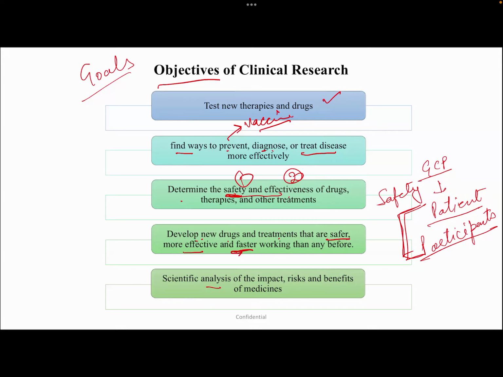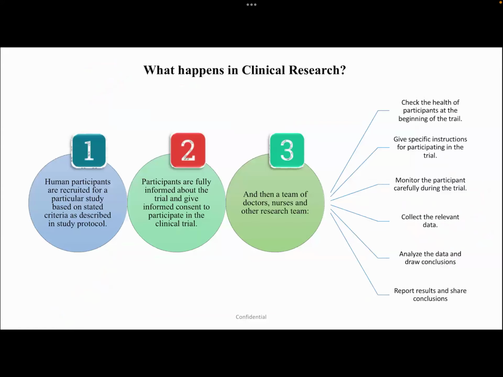Scientific analysis of impact, risk, and benefit. Basically, you see that the benefit is more than the risk. Once the product is in the market, you have the full field of pharmacovigilance. The whole goal of pharmacovigilance is to help us see that the benefits are always more than the risk. So the analysis. So what happens in clinical research, if you try to understand as a fresher?